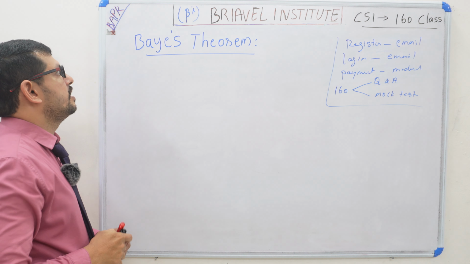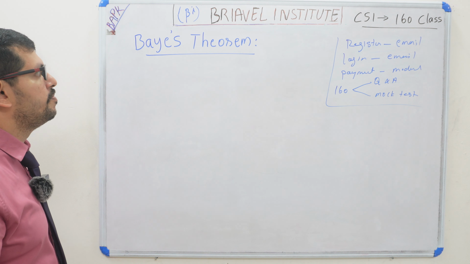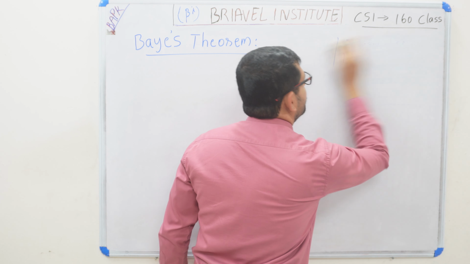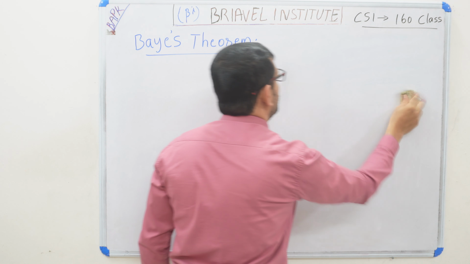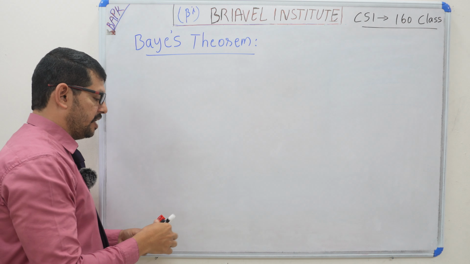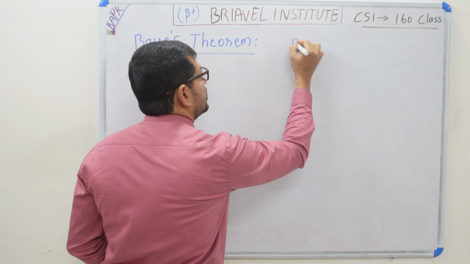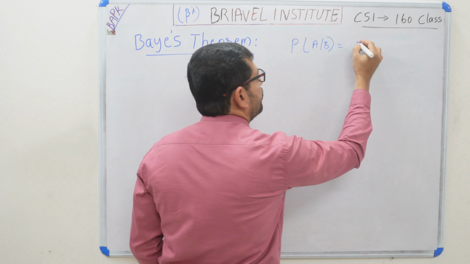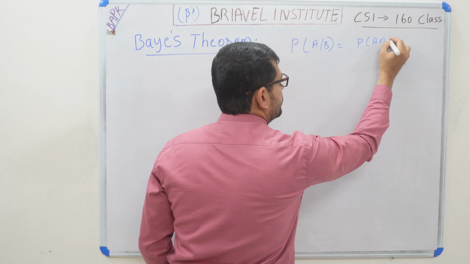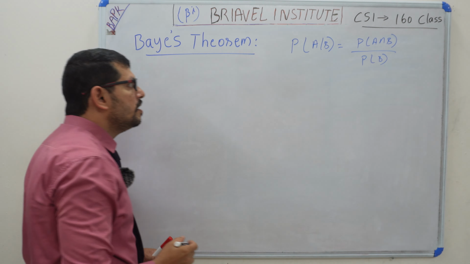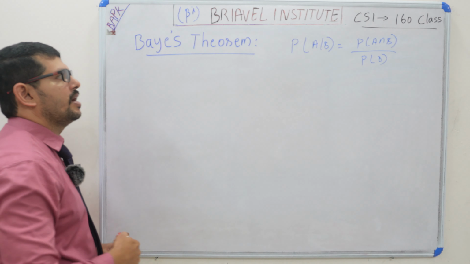So now here we are studying Bayes' theorem. We already studied this. Bayes' theorem explains conditional probabilities. So what is the conditional probability? We already studied it in chapter 4. Conditional probability is A given B. So A given B is equal to the probability of A intersection B divided by the probability of B. That is the probability of A given B.